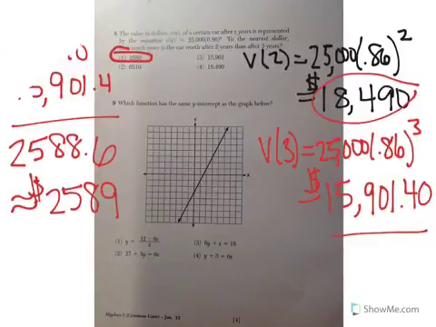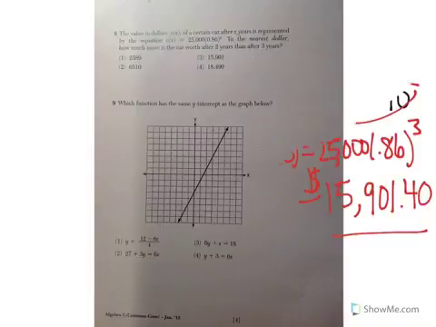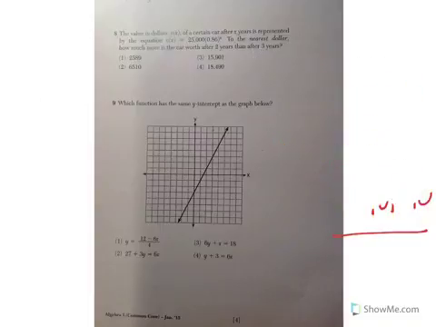Alright, so for number 9, it says, which function has the same y-intercept as the graph below? So if we start by looking just at the graph, our y-intercept, it crosses the y-axis at -3. So your b value should equal -3. So if I look here, we could start with the first choice.